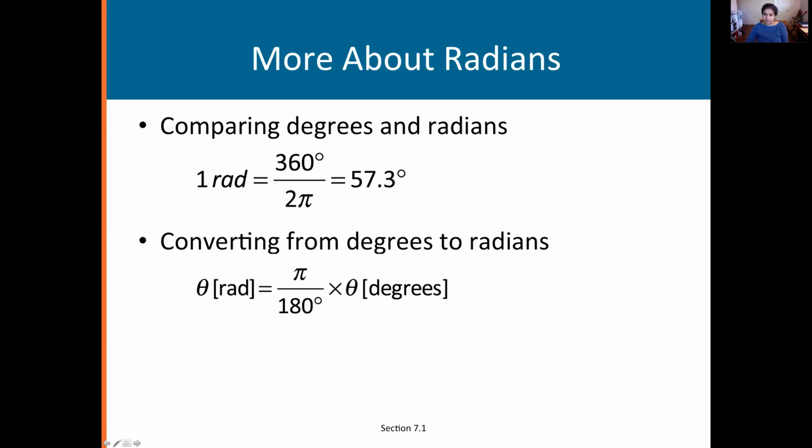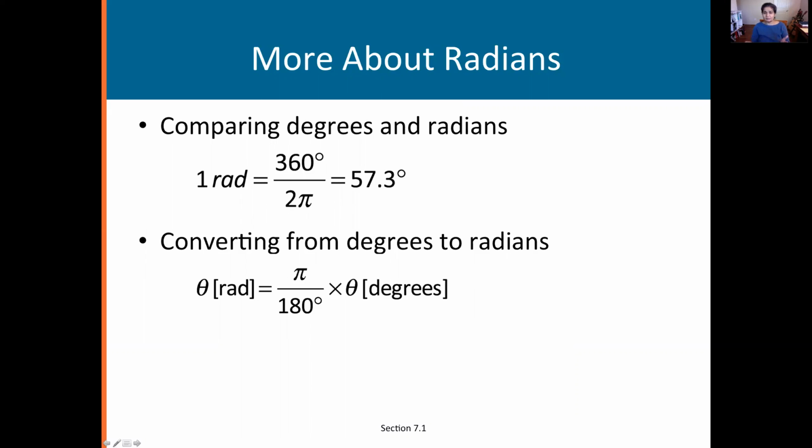So if you go around a circle once, you are going 2 pi radians, yes? Or 360 degrees. So 360 degrees is equivalent to 2 pi radians. So 1 radian is equal to 360 degrees divided by 2 pi, which is about 57.3 degrees, okay? That's how you convert between radians and degrees. Similarly, if you wanted to convert from degrees to radians, then we can cancel the 2s. You get pi over 180 times theta in degrees, which gives you theta in radians.